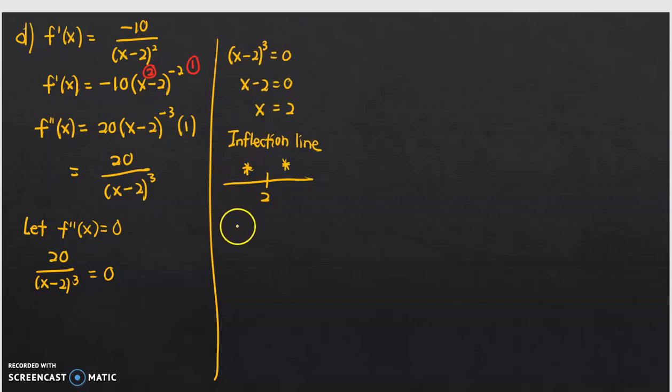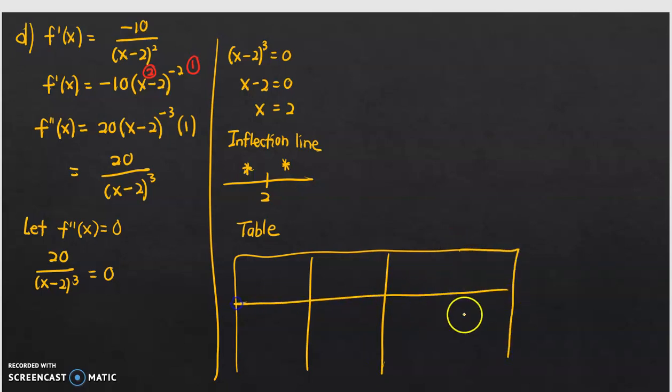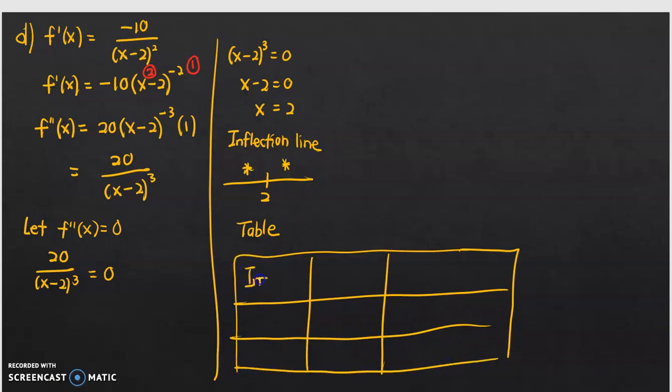Next, we construct the table for the second derivative. So here is our table. First is the interval. Second is the test value. Third is the sign of f double prime x, which is equal to 20 over (x - 2)^3.